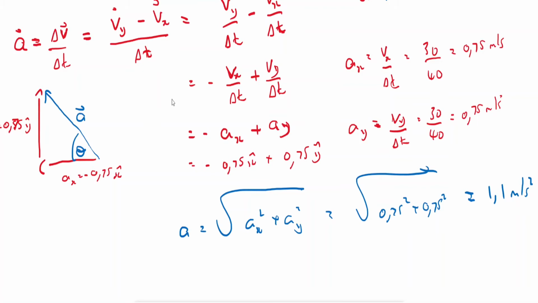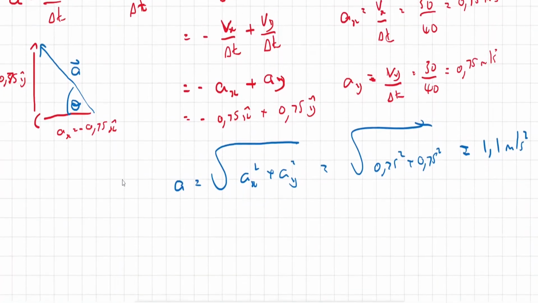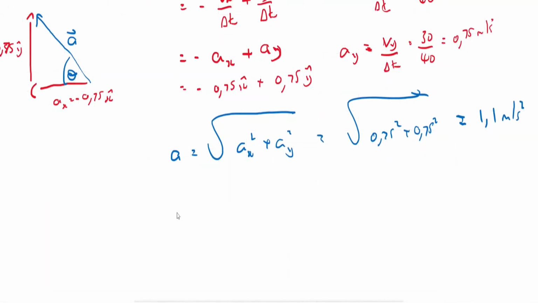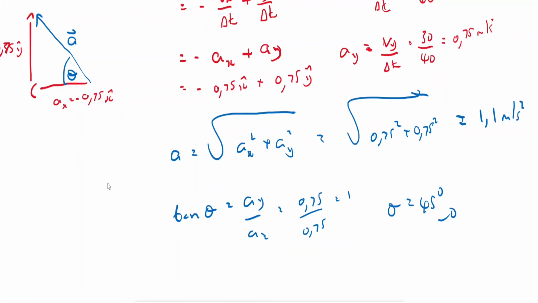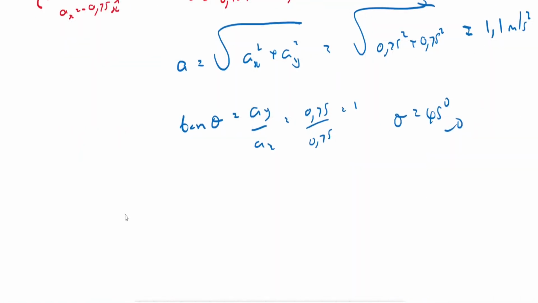If I wanted to find the direction for this, you just say tan of theta is going to be ay over ax, which is 0.75 over 0.75, which is 1. All right, and then which means that theta is going to be 45 degrees. Basically, that's what it is. Right, and then you already know how to state it. Now let's use method 2. Method 2, how can we find it using method 2?